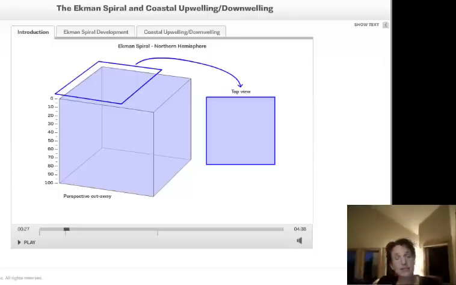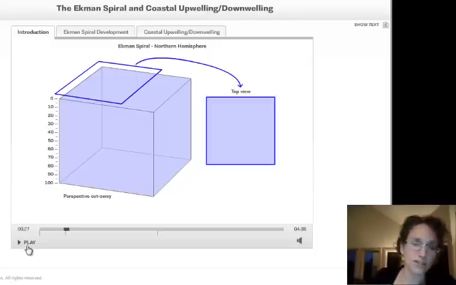But we have another effect, and that is the Coriolis effect, which of course in the northern hemisphere is dragging those ocean currents and wind currents to the right, and in the southern hemisphere to the left. So let's watch the video.